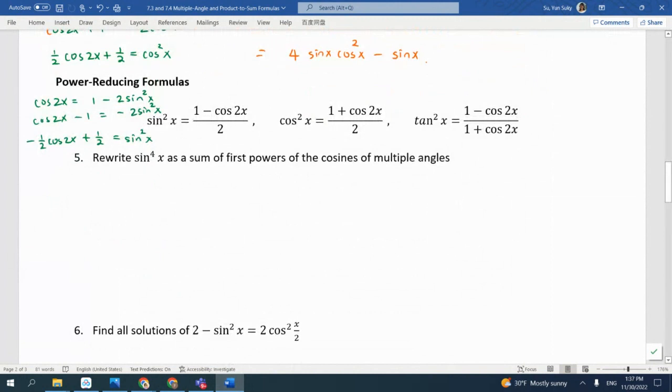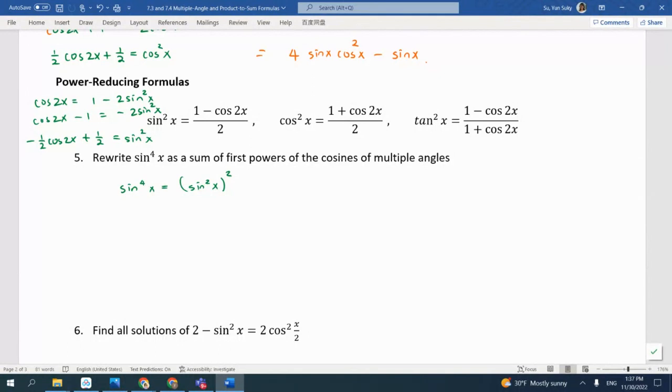We write sine to the 4th x as a sum of the first powers of the cosines of multiple angles. So let's do that. Sine to the 4th x. This is like sine squared, squared. Yes, to the 4th is square and then square. This power reducing formula, we only have the square. That's why you want to represent it as squares.